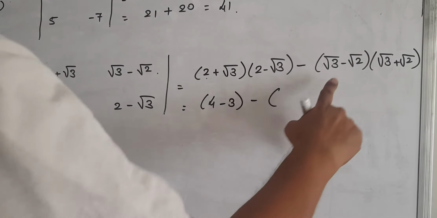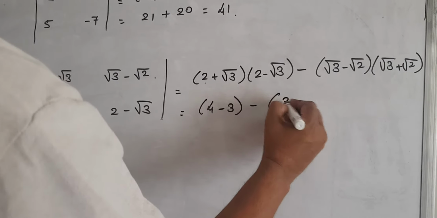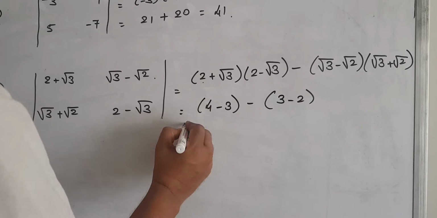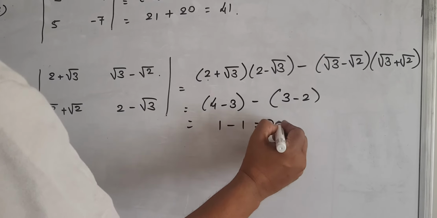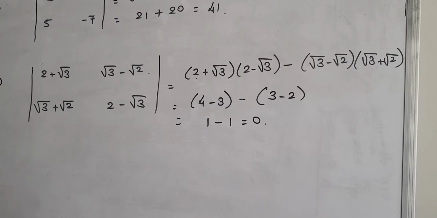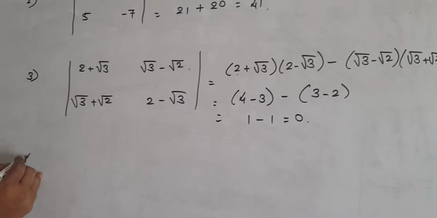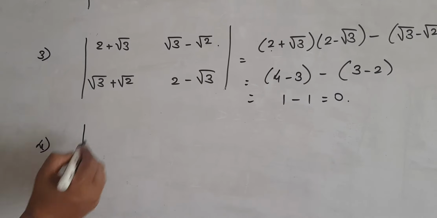Similar way here, (A minus B)(A plus B) means what? A square minus B square, which is 3 minus 2. So this should be 1 minus 1, which becomes 0. So the value of this determinant is what? 0. Sometimes they can give you a trigonometry determinant.